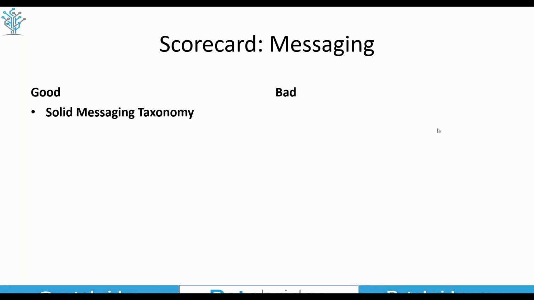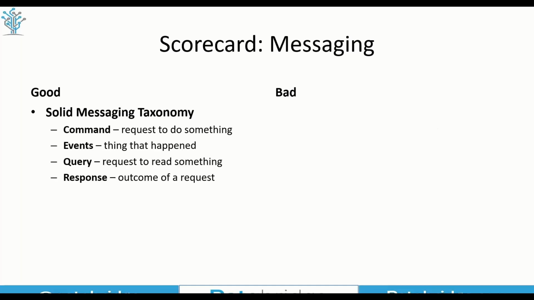The fundamental messaging taxonomy is good. This is a formula I use everywhere. Command, request to do something. Event, a thing that happened. The difference between these two is a command hasn't happened yet and can be validated. An event has already happened and must not be validated. It simply has to be incorporated into the state.